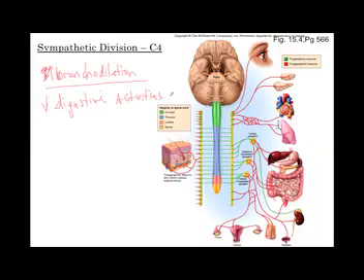That includes a decrease in gastrointestinal motility. In other words, we're not moving food through the digestive tract. That includes a decrease in the amount of glandular secretions related to digestion. Okay.